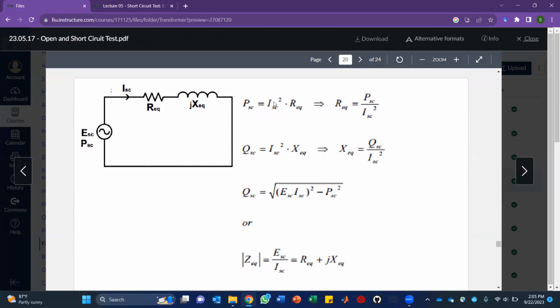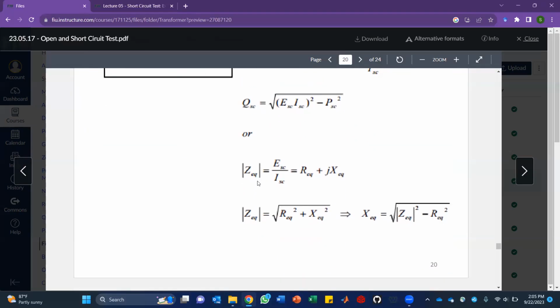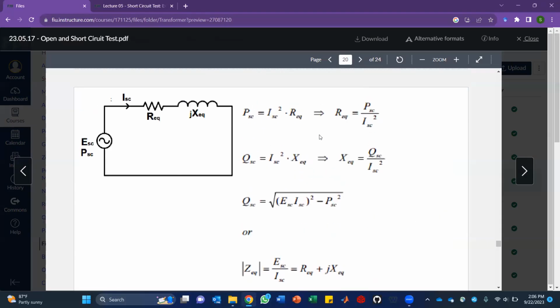These are the equations we are gonna use. There are two ways to calculate, just like the open circuit test. This will be considered as way 1 and this will be considered as way 2. I will explain both sets of equations.